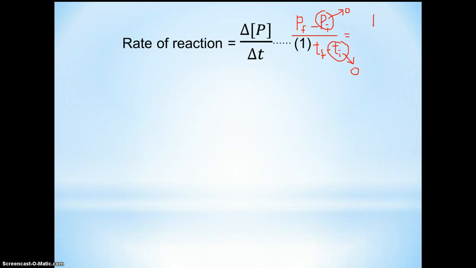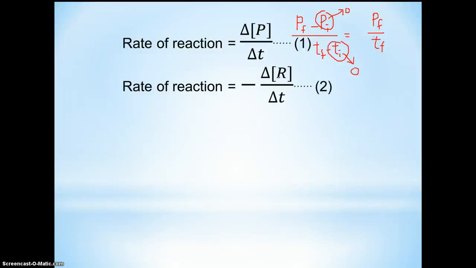So at the end, you can see the equation can be modified and become the concentration of product over the time taken for the reaction. Unlike the product, the rate of reaction can also be calculated by the rate of change of the concentration of the reactant, like this. Very similar to the product one, we have the change of the concentration of reactant over the change of time.